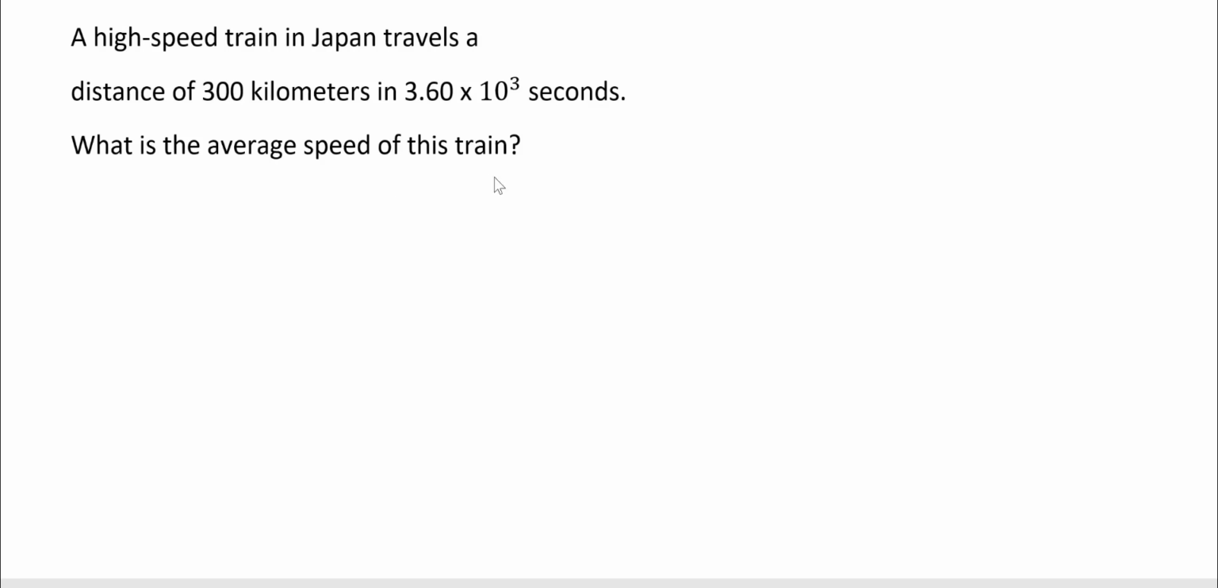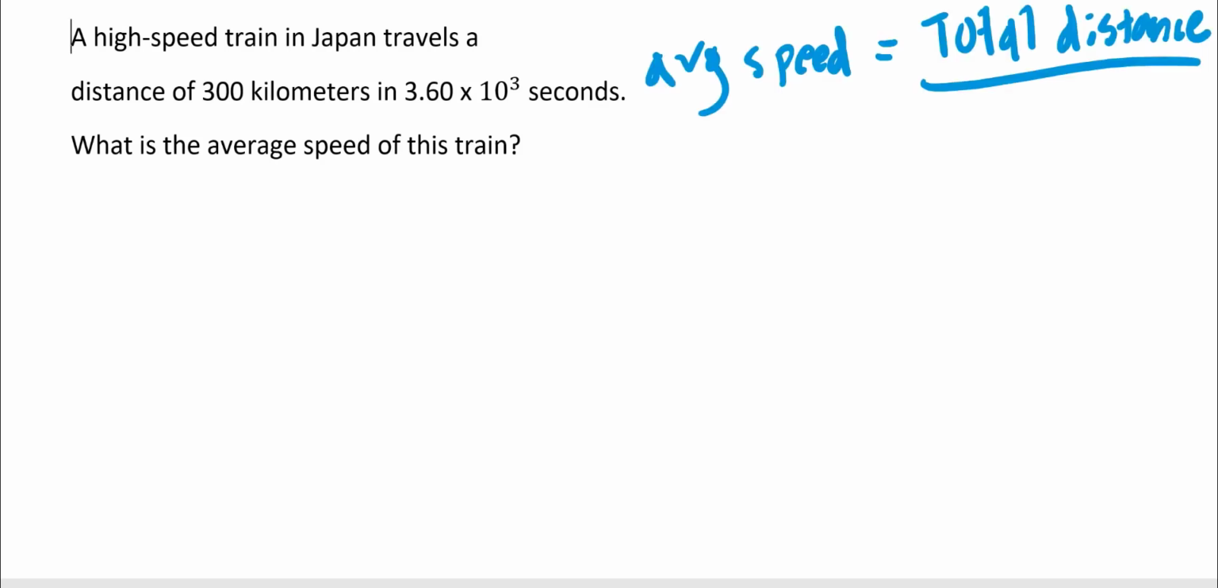Now we know average speed equals total distance over total time. We could simply say 300 kilometers divided by 3.6 times 10 to the 3 seconds, but generally we want things in meters per second.